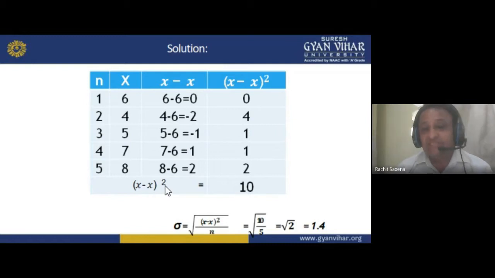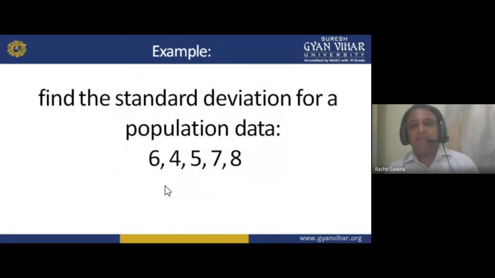So variance is 2, but the standard deviation is root 2, which is nearby 1.4. You're getting the value 1.4 as the standard deviation, and the variance is 2. I hope you understand this. That is the simple example given to you of how we can calculate the standard deviation.